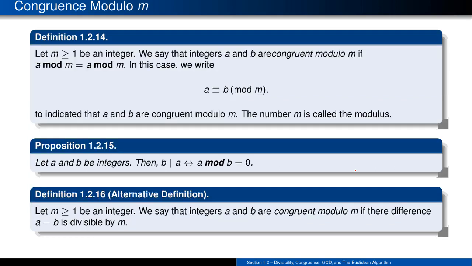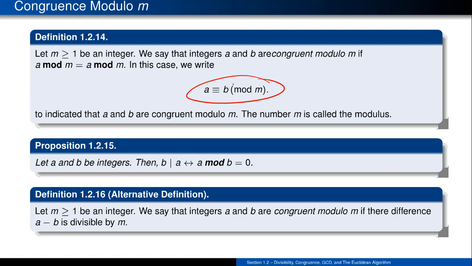It's this notion of congruence modulo m. We're going to say that 2 numbers, a and b, are congruent modulo m if they have the exact same remainder under division by m. We're going to use the notation that a is congruent to b modulo m to indicate that these 2 things are congruent. That little number m is referred to as the modulus, which becomes a nice thing that we're going to work with.